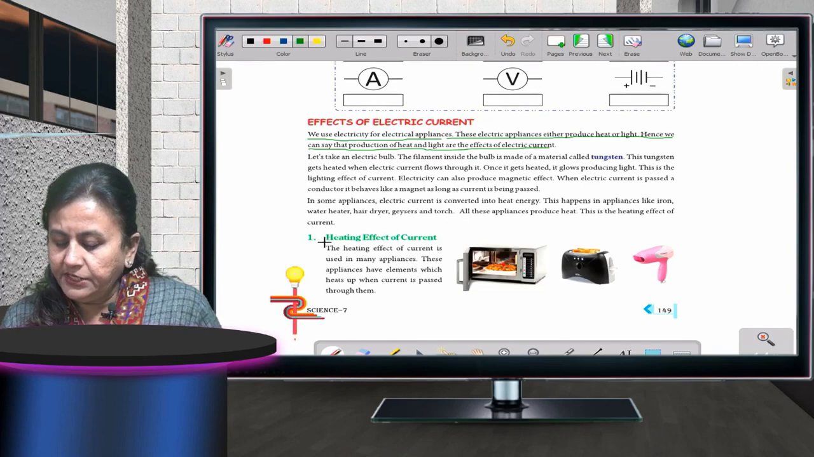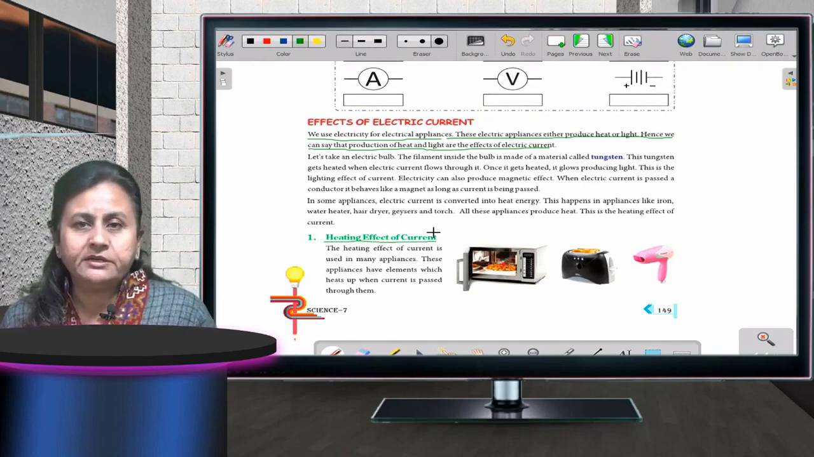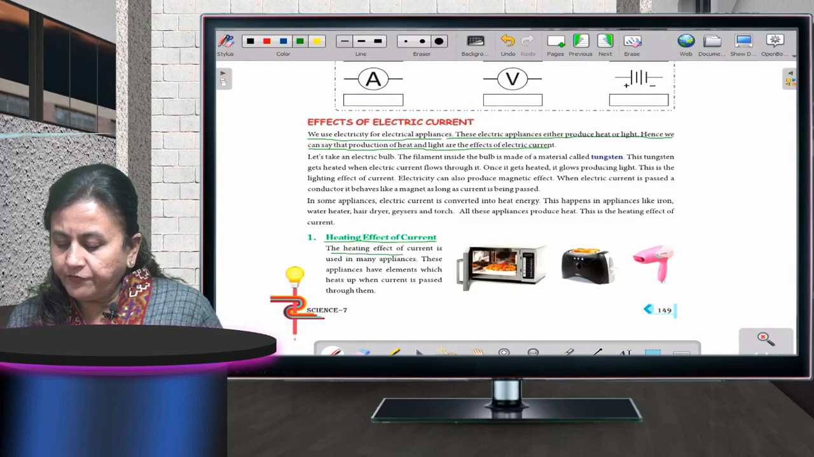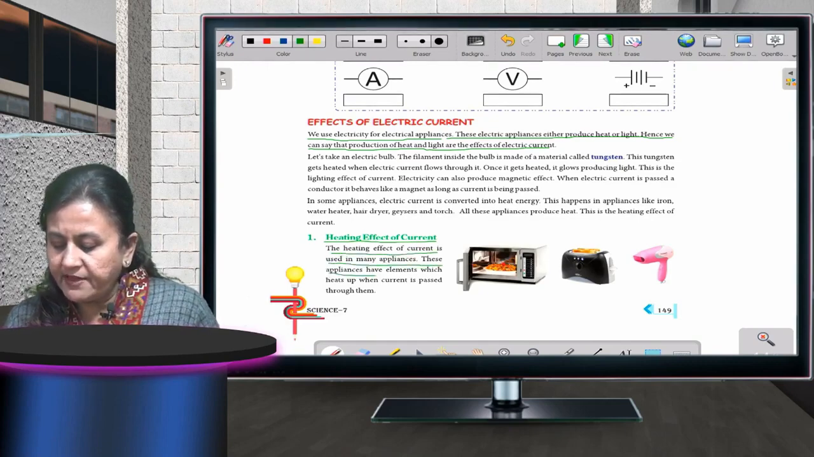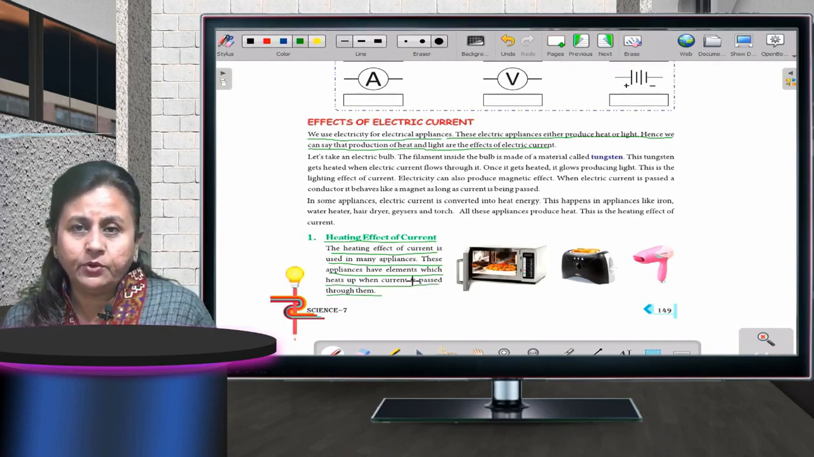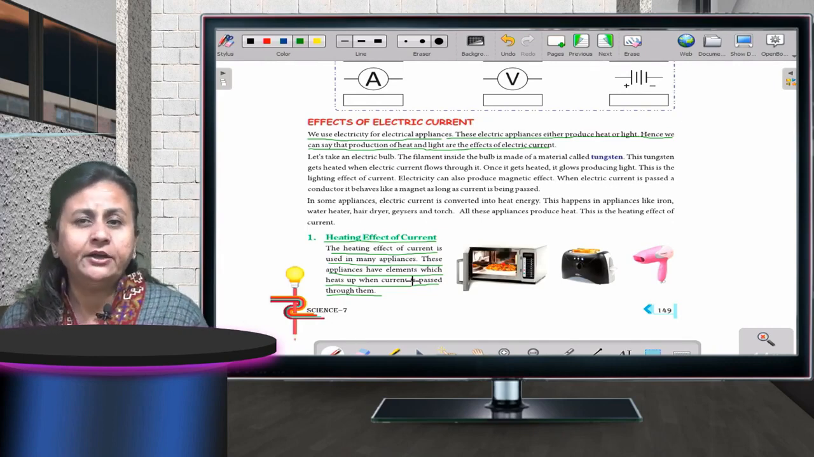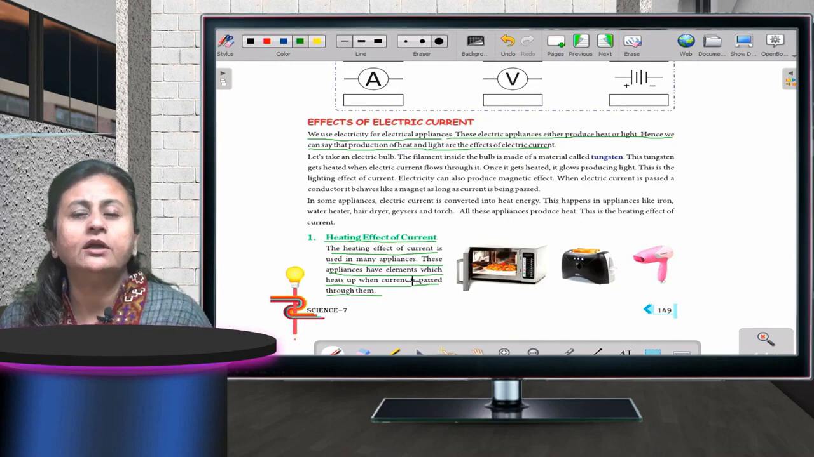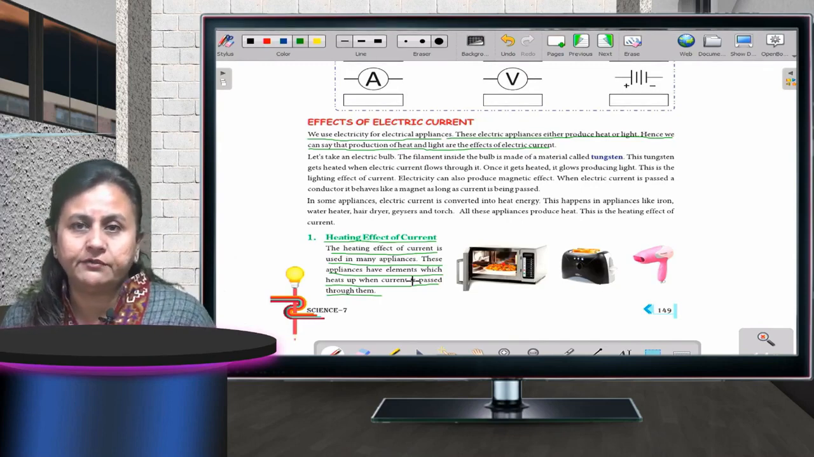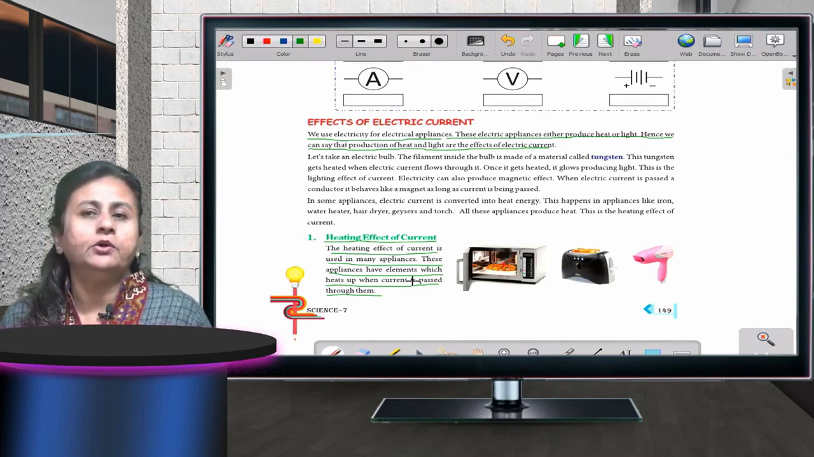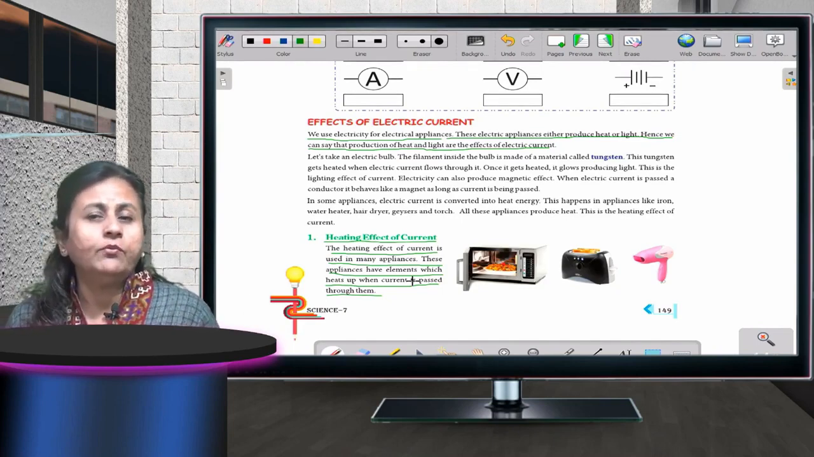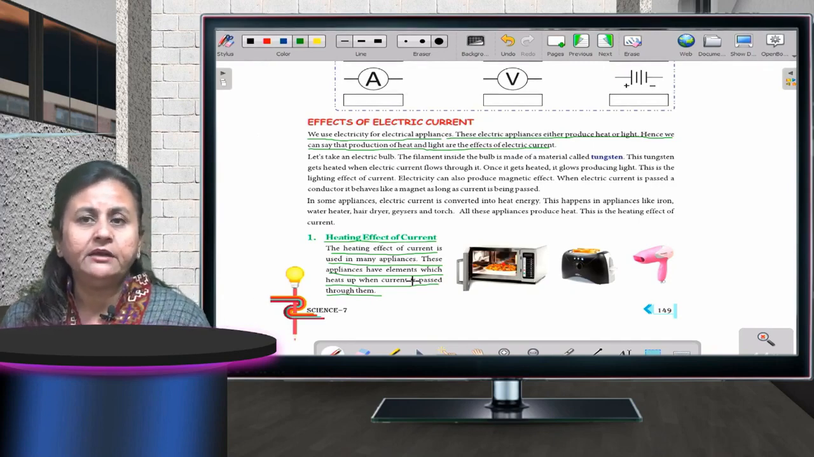Now, first is the heating effect of current. There are many instruments and appliances which we are using. The heating effect of current is used in many appliances. These appliances have elements which heat up when current is passed through them. Like you must have microwaves at home, you are using geysers, you are using an iron to press clothes, you are using blowers, and hair dryers to dry your hair. So whenever the current passes through them, it produces heat.